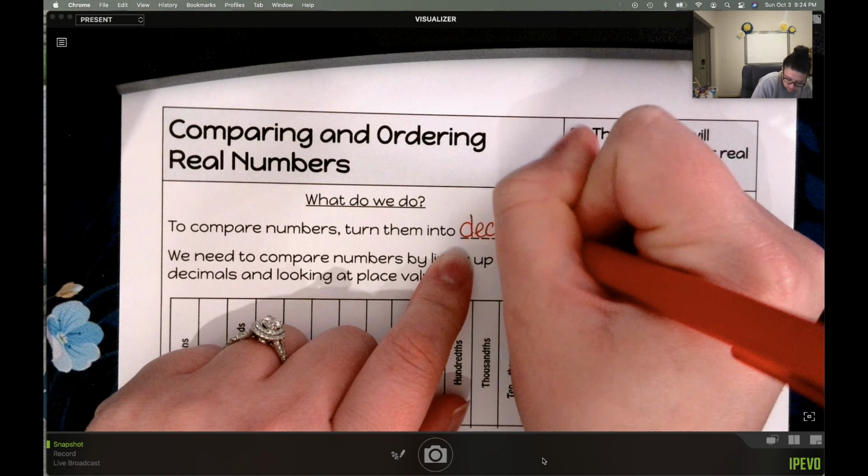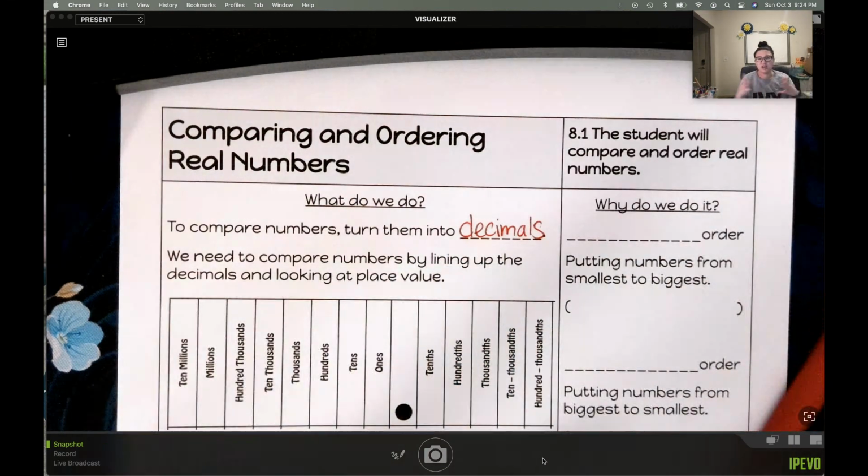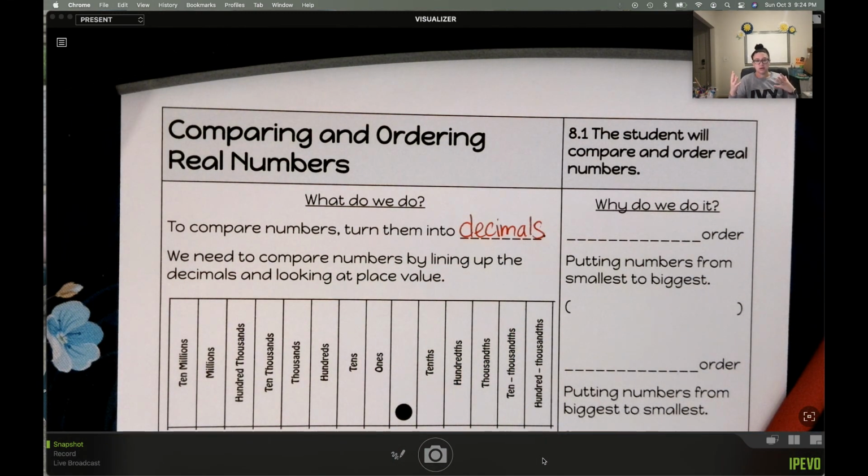We need them all to be in the same form so that it's easier to compare them. It's hard to compare fractions because you have to get common denominators. You have to turn numbers into decimals anyway to compare them if they're in percent form. Just easier if you turn everything into a decimal. Very, very easy to compare them when they're in decimal form.